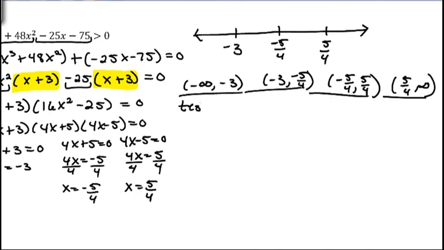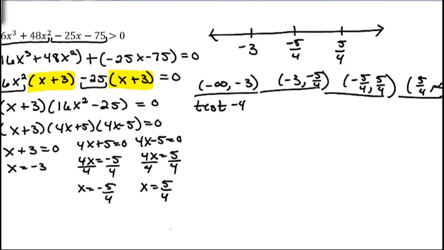So on my first interval, I'm going to test negative 4. And we're going to plug that into our factored form. Negative 4 plus 3 is negative 1. Negative 4 times 4 is negative 16, and negative 16 plus 5 is negative 11. And then 4 times negative 4 is negative 16, and then subtract 5, we get negative 21. So let's multiply this out. We get 11 times 21 is 231, and it's negative. And so that is not greater than 0, so that's false.